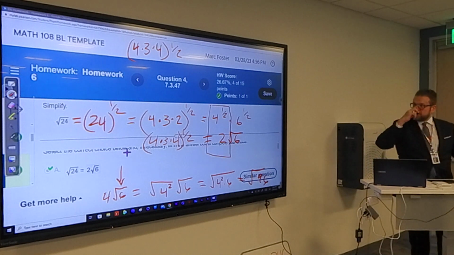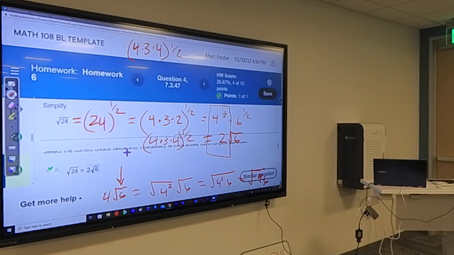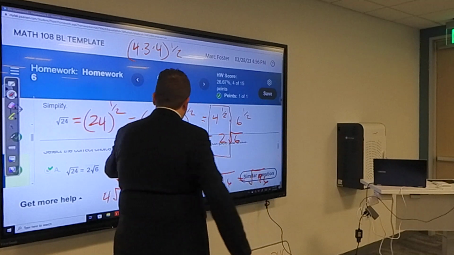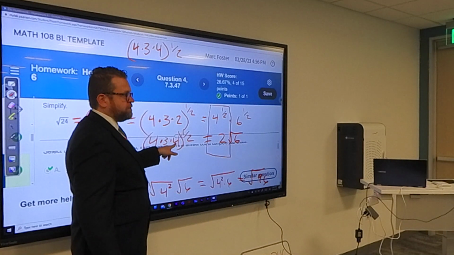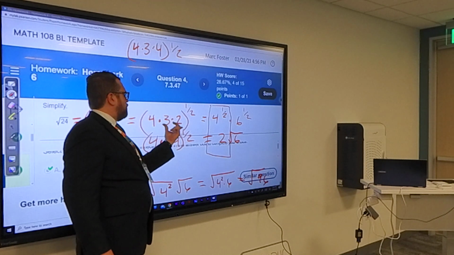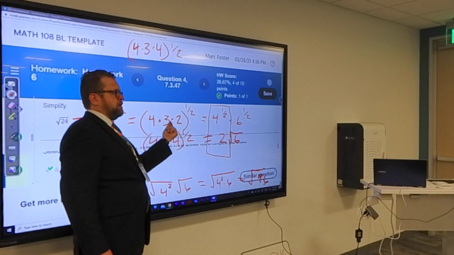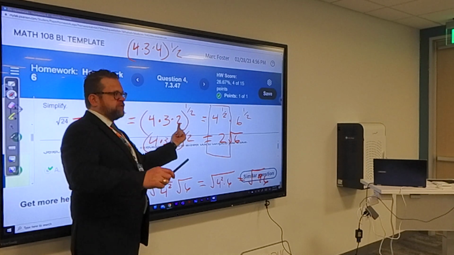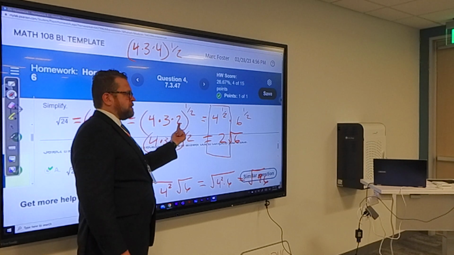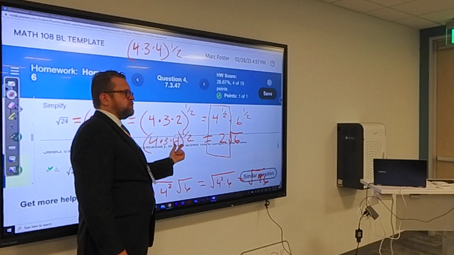Because look, you're saying what if that 2 was instead a 4? Okay, then I won't be left over with a 6. That 2 has something else to pair up with now. This 2 gets to pair up with another 2.